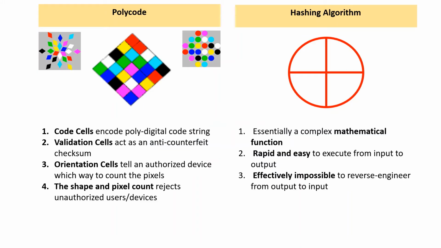The main string of polydigital numbers that is encoded resides within the code cells, which are a majority of the colored cells visible. As an internal integrity check, the code also contains a small number of validation cells. The code can only be properly interpreted in one orientation, so there are also a small number of orientation cells, which also serve to encode certain pieces of critical information as per the user's choice. Finally, the Polycode can look like almost anything, and so the shape and pixel count serve as a filter by only allowing authorized user devices to even read a given code in the first place.